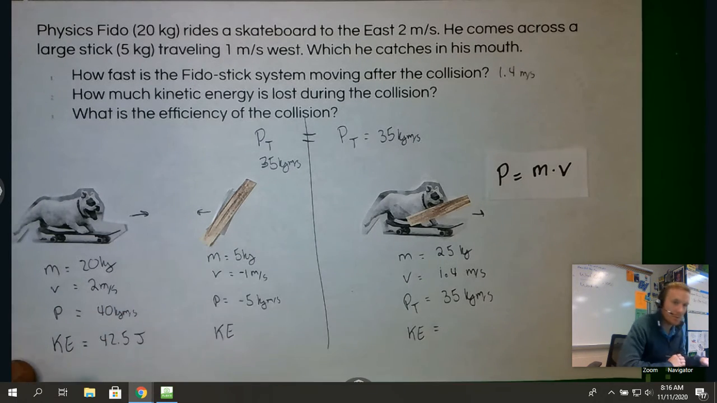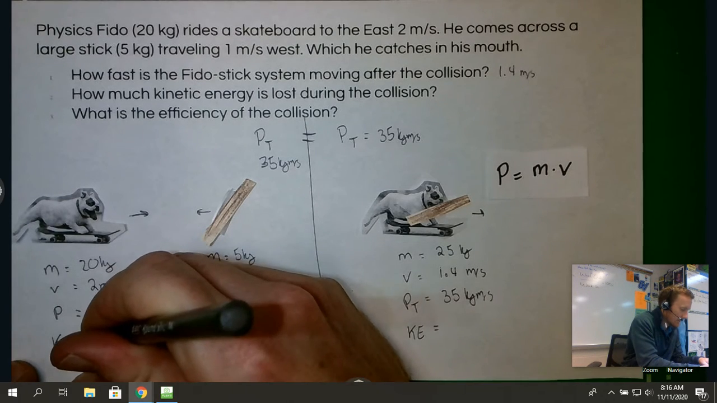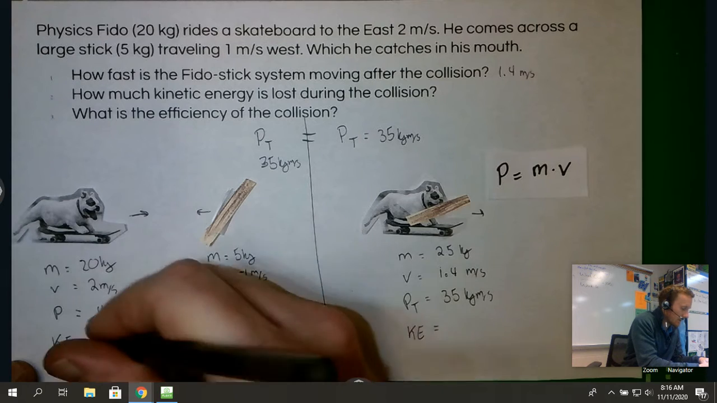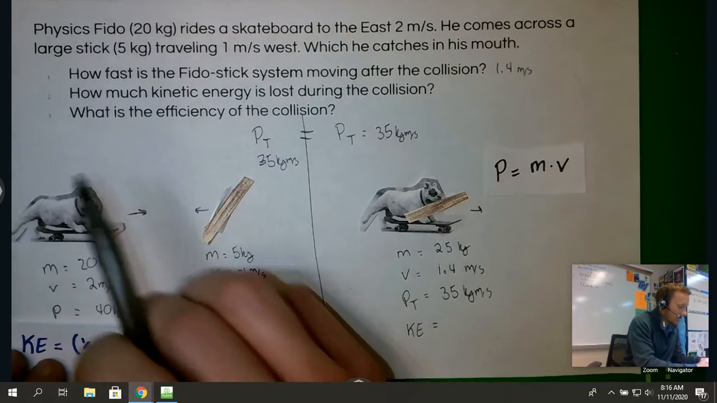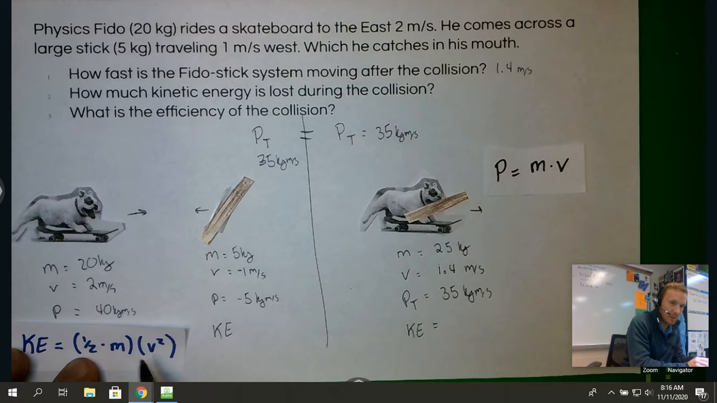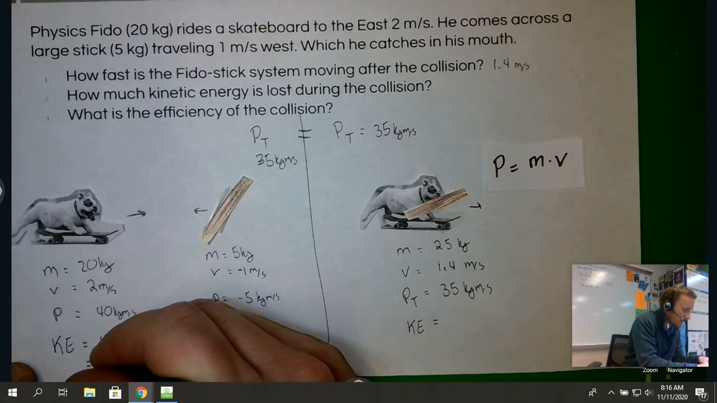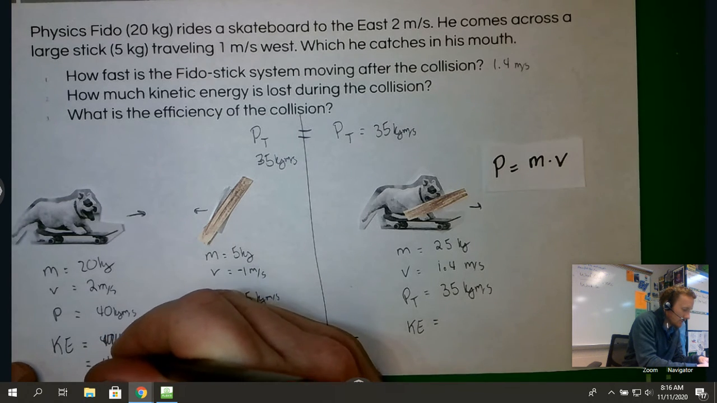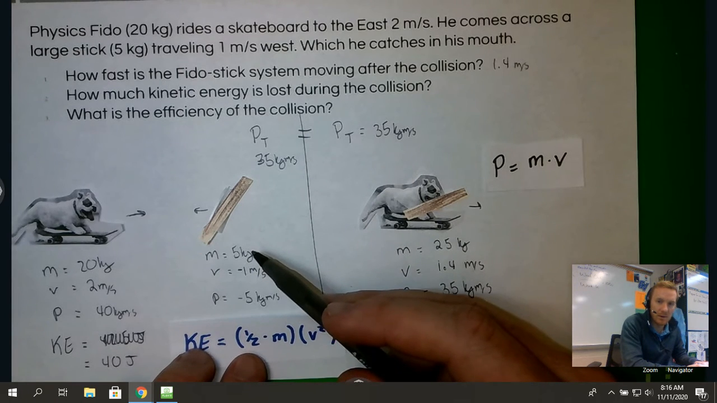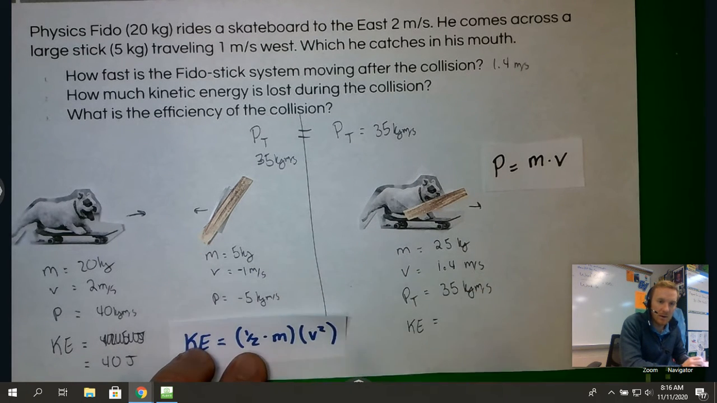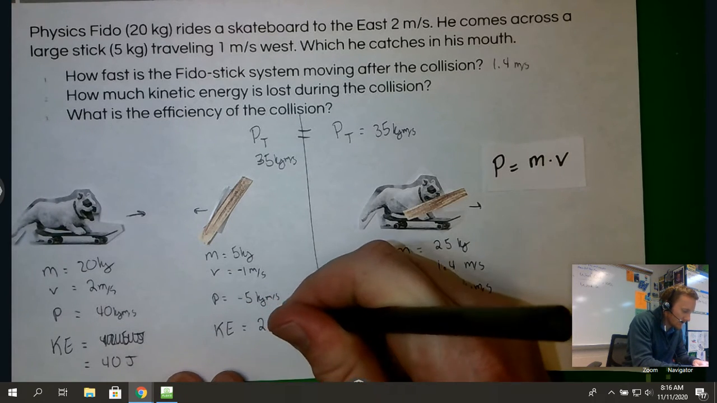42.5 joules. Okay, so Fido alone has, oh, I'm sorry, I skipped that. Jumping steps here. If we use our kinetic energy equation, 1/2 times mv squared, we should get a kinetic energy for Fido of 40 joules. We're going to use the same equation to solve for the kinetic energy of the stick, and we should get 2.5 joules.